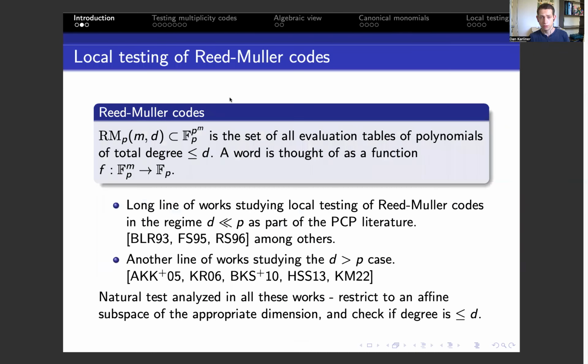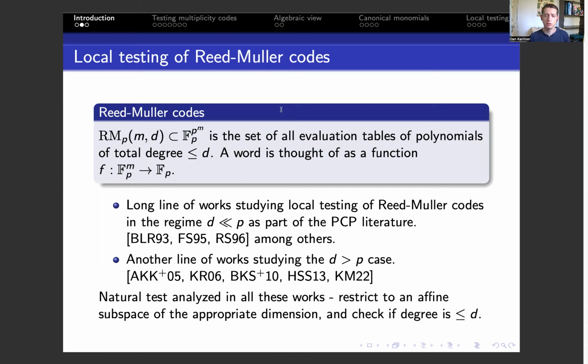One of the first families of codes studied in the context of local testing are the Reed-Muller codes. These can be thought of as the set of evaluation tables of polynomials of low degree on the entire space F_p^m. So we think of a codeword as a function from F_p^m to F_p, and it's in the code if it's consistent with some low degree polynomial.